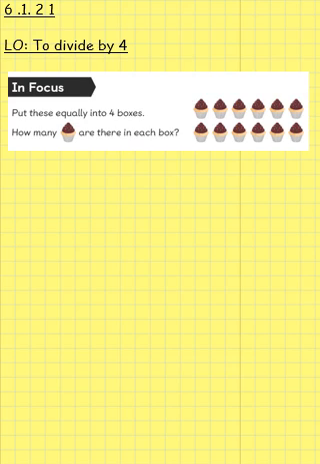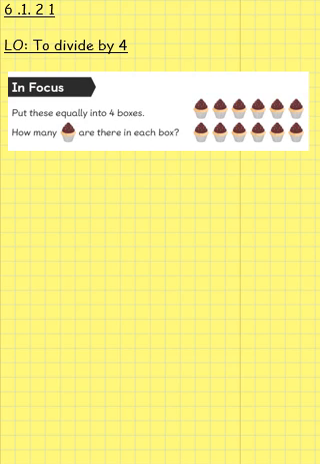Today's date is the 6th of January 2021, and we are going to be learning to divide by 4. I want you to write today's date and learning objective into your home learning book, which you should have in front of you. And then I want you to write a subheading of In Focus.